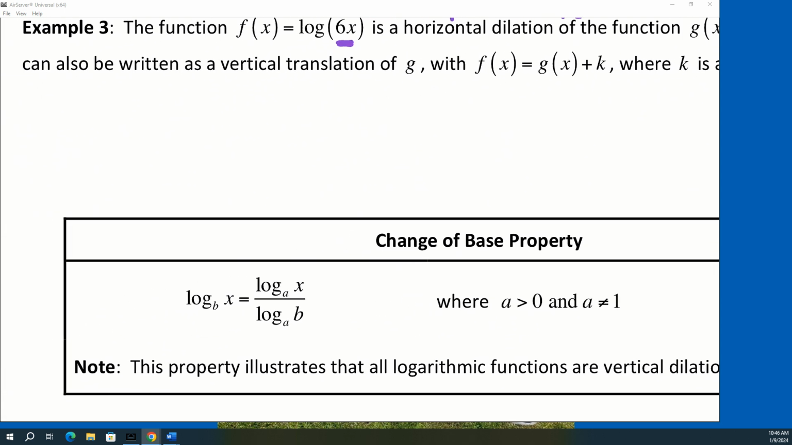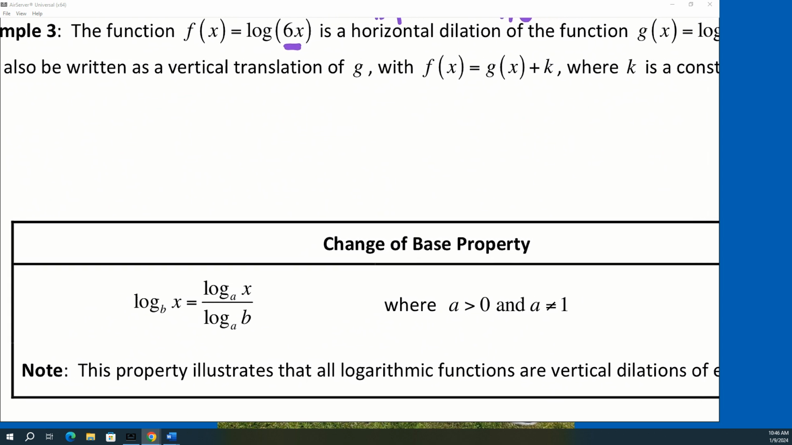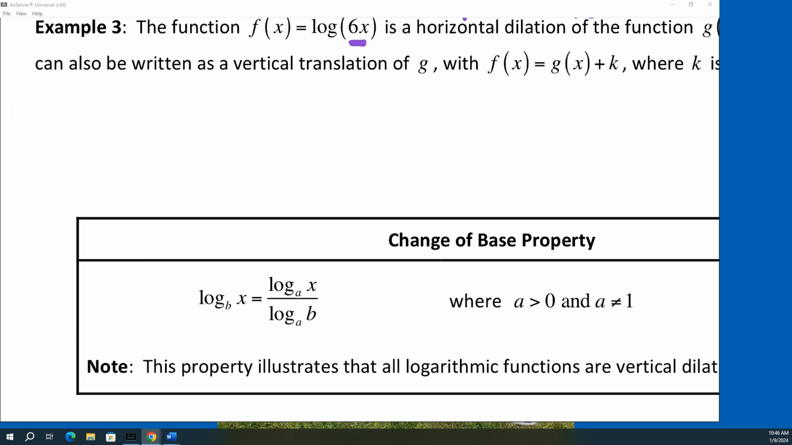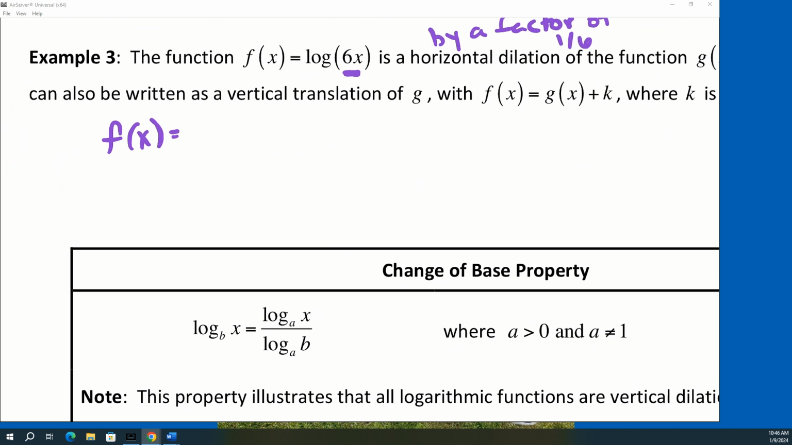So anyway, we want to write it so f of x is g of x plus some constant. That would be the vertical translation. So what they want us to do is just take f of x, which is this, and use the properties to write it as multiple logarithms. So since 6 is being multiplied by x, we would write it as two logarithms that are added to each other.